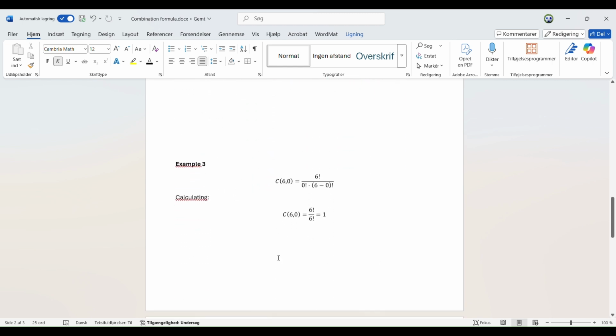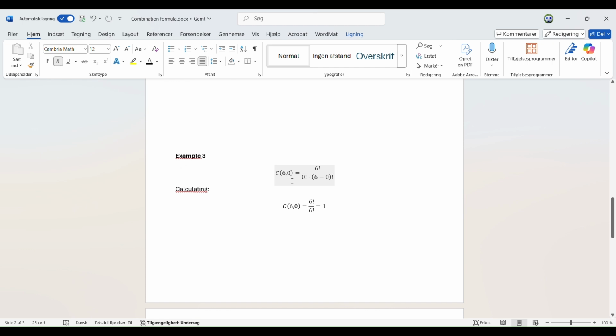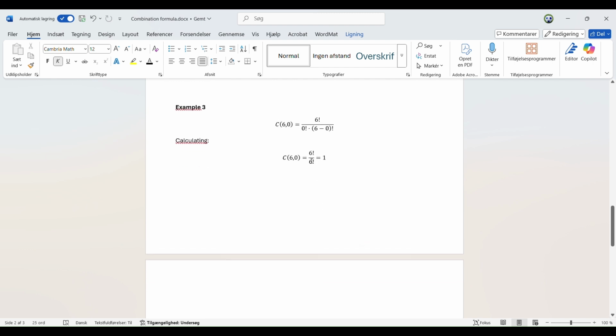And we've got example 3. So we've got a combination of 6 choose 0. So we put it into the formula here. And if we would like to calculate it, we would just say that 0 factorial equals 1. We've got our special case. And 6 minus 0 equals 6. So that will be 6 factorial. And if we've got the same expression in the numerator and denominator, that would equal 1. So 6 factorial divided by 6 factorial equals 1. We don't have to write it out because we can see that it's the same. So if we would have to choose 0 elements out of 6 elements, we've got one way to do that.